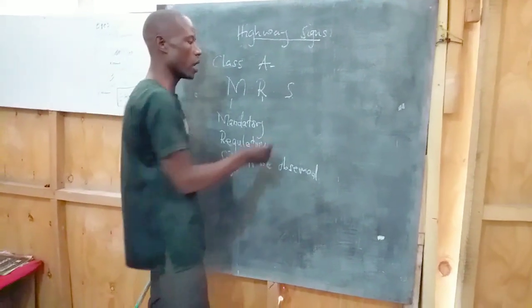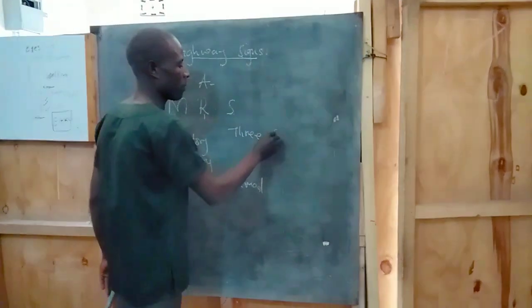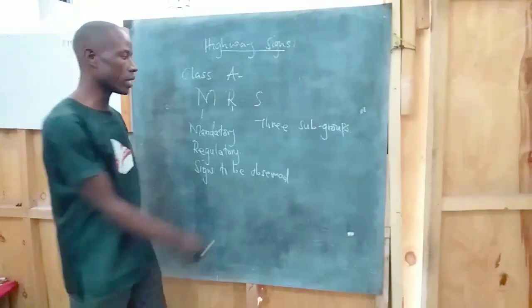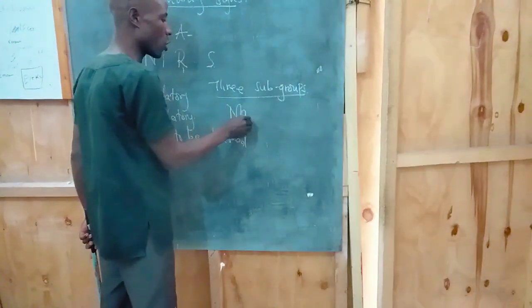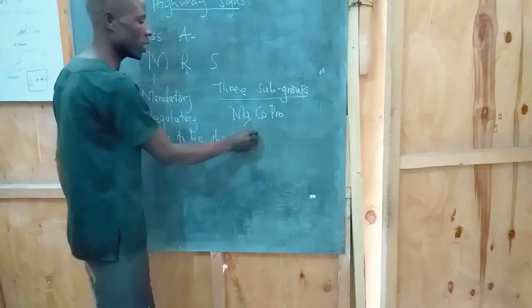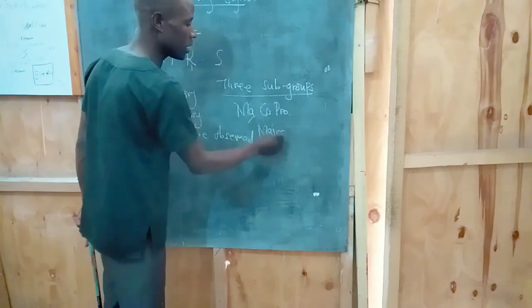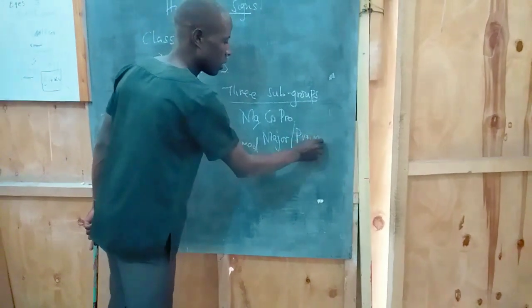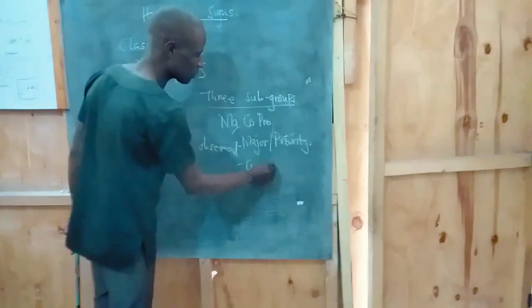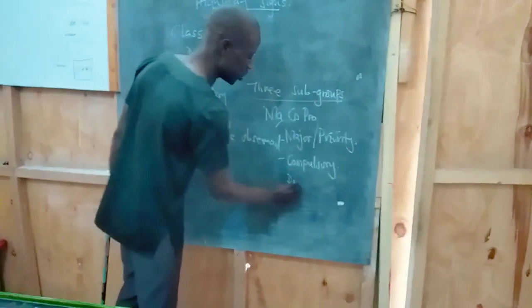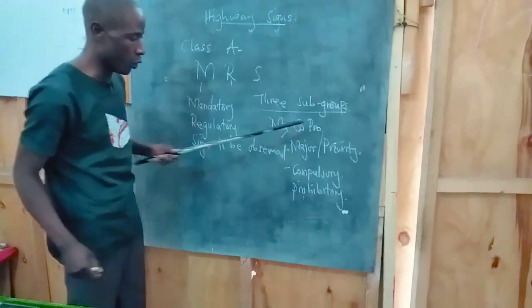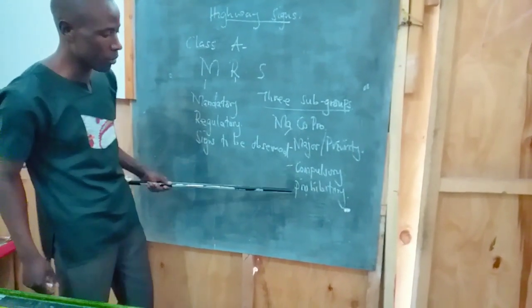Then, this class has three subgroups. The three subgroups of class A, we say MACOPRO. MA is major signs or priority, and then we have CO, compulsory, and then PRO, prohibitory.